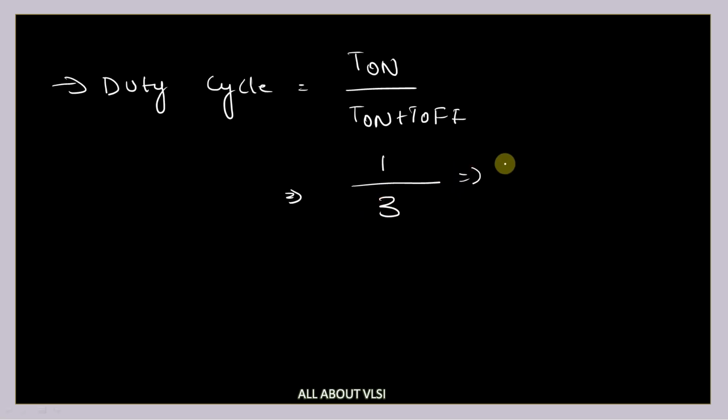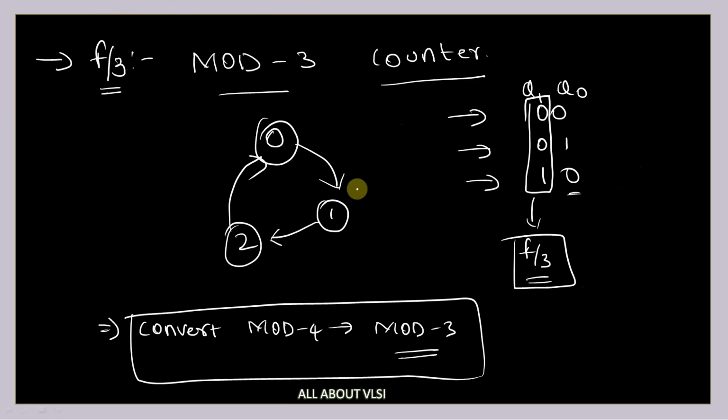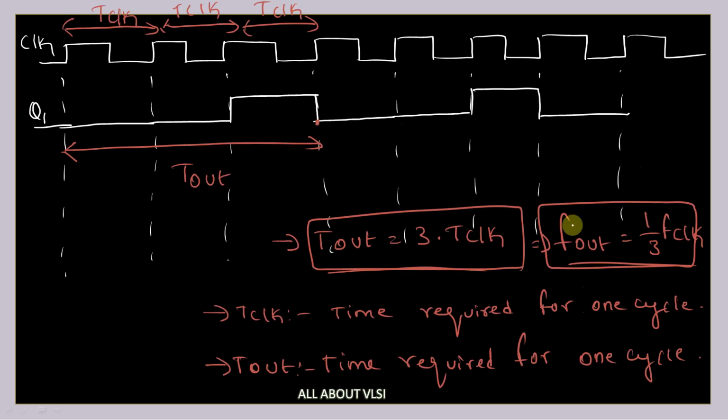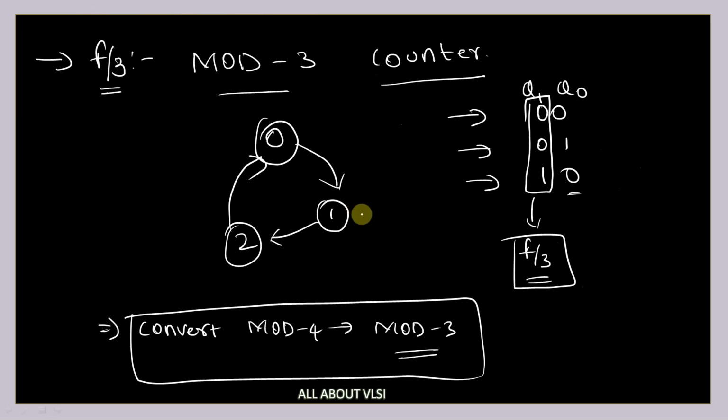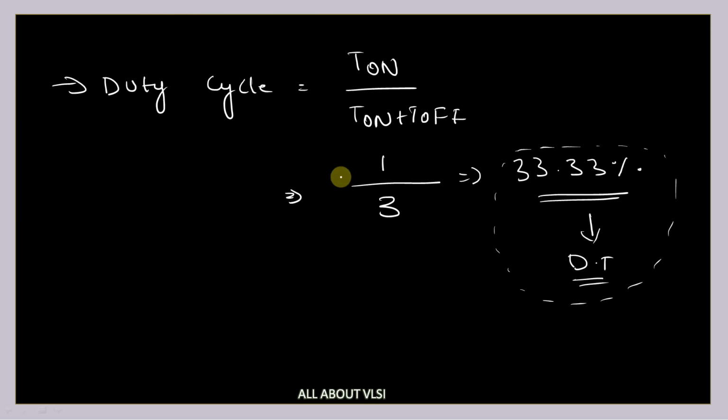1 by 3 means, what is 1 by 3? I think it is 0.3333. And if I convert it into percentage, it is 33.33 percent. So this is my duty cycle. So if I simply take a mod 3 up counter, then the frequency I'm getting is frequency divided by 3, and the duty cycle is 33.33 percent. If I consider a mod 3 down counter, I will get a duty cycle of 66.66 percent, which I will discuss in the next session.